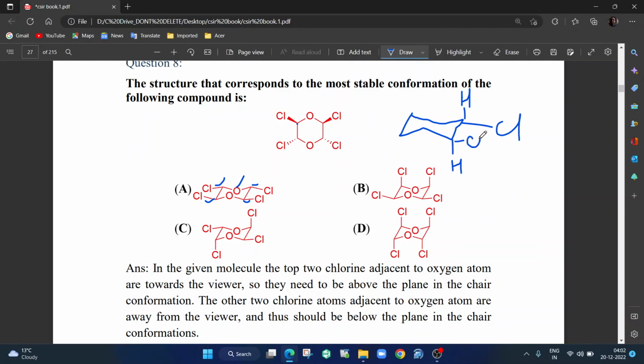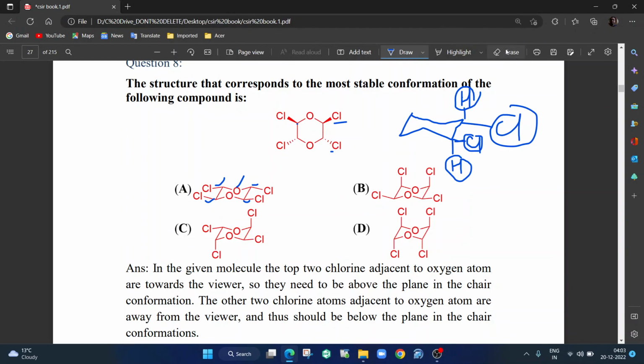Now, very clearly you can see here, this hydrogen is above the plane, this chlorine is below the plane. Similarly, comparing these two substituents on the same carbon, here chlorine is above the plane and hydrogen is below the plane. Similarly, here hydrogen is up, chlorine is down. So, that is what we look at. What we expect is that towards the viewer in the planar form will become above the plane in the chair form, whereas away from the viewer in the planar structure will become below the plane in the chair conformation.